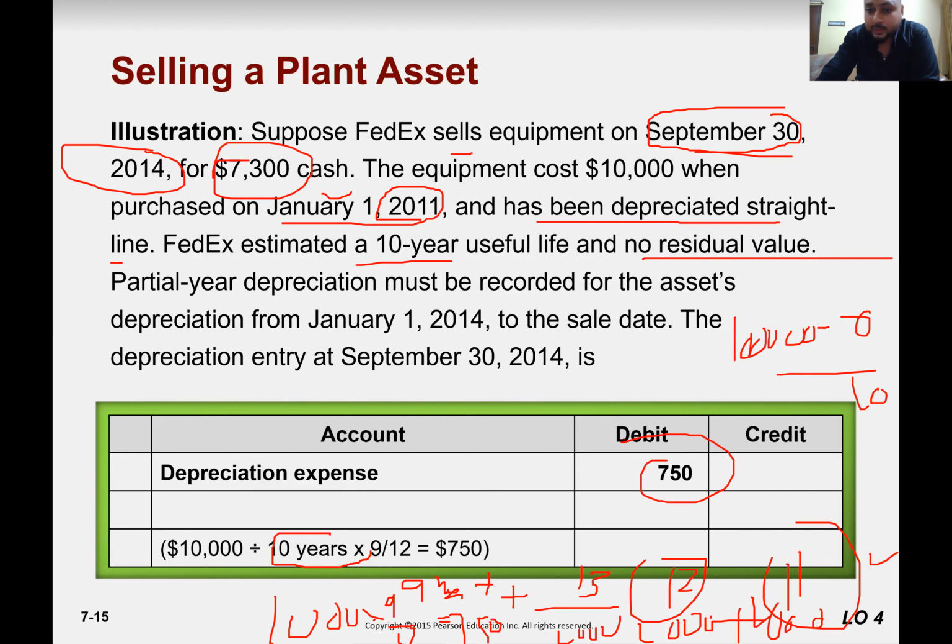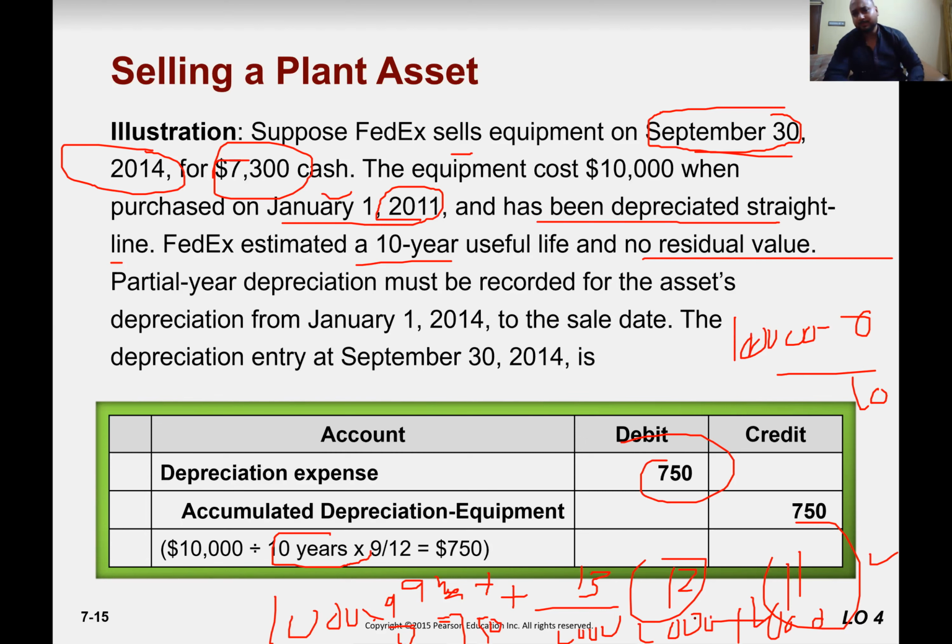In many questions, many students will get confused and say, sir, this will be 3,750. No, it is only 750. Why? Because whatever happened in the past will stay in the past. We are in 2014, so we will record only how much we have used the asset. Depreciation is 1,000 per year, and we only used it for 9 months. So 9 months of depreciation is eligible for us to record, which is 750. The depreciation entry is the same: depreciation expense to accumulated depreciation.